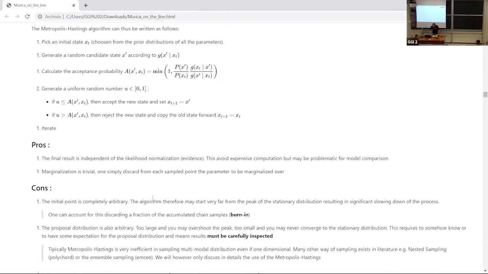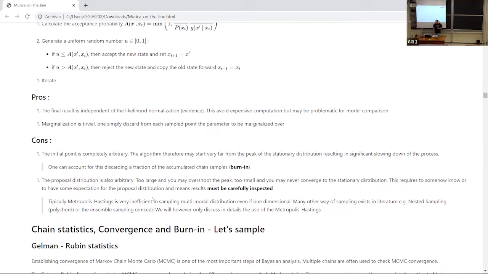So as you can see, there are pros and cons of this. The pro is that the final result is independent of the likelihood normalization, so it's independent of the evidence, P of the data, the probability of getting the data. This avoids expensive computation, but you cannot use these methods to compare different models because you don't have the evidence. That is typically what it is used for. But the marginalization is also trivial because you're only accumulating states. So marginalizing is not an integral, but simply taking the histogram of one parameter and removing all the others.